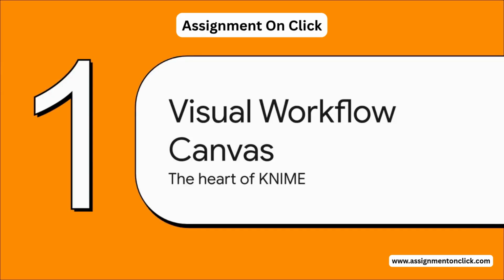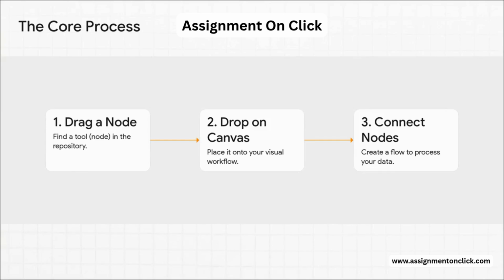All right, first stop on our tour, this is the heart and soul of KNIME. I like to think of it as your visual workflow canvas. This is seriously where all the magic happens. And the way it works, it's almost ridiculously simple. You find a little tool, they call them nodes, that does what you need. You literally just drag it from your toolbox, drop it onto this big canvas, and then you connect it to other nodes. That's it. Drag, drop, connect. That is the fundamental process for everything you're going to build.